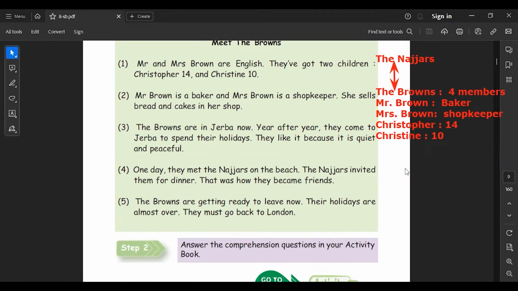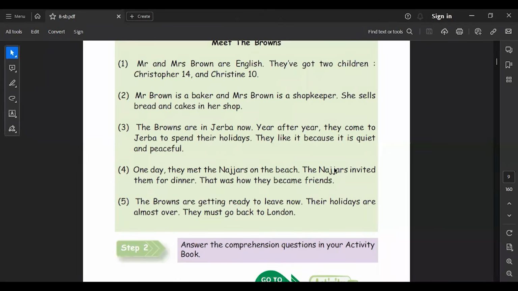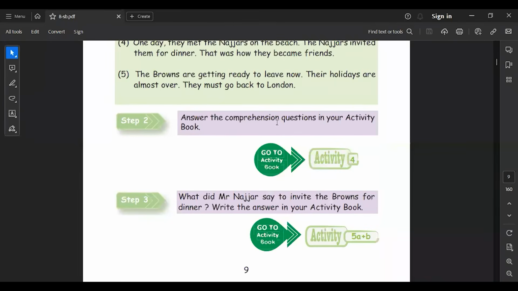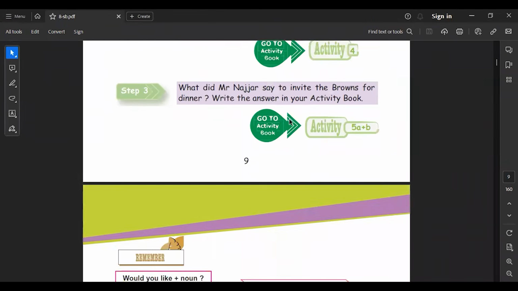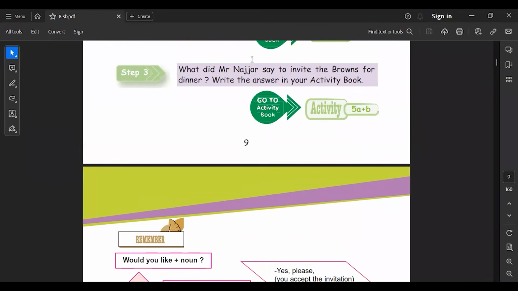This is what the text has. You have the activity book. Open the activity book, you have comprehension questions that you are going to work on. Now, what did Mr. Najar say to invite the Browns for dinner? Write the answer in your activity book. So you're going to ask the question: what did Mr. Najar say to invite the Browns?